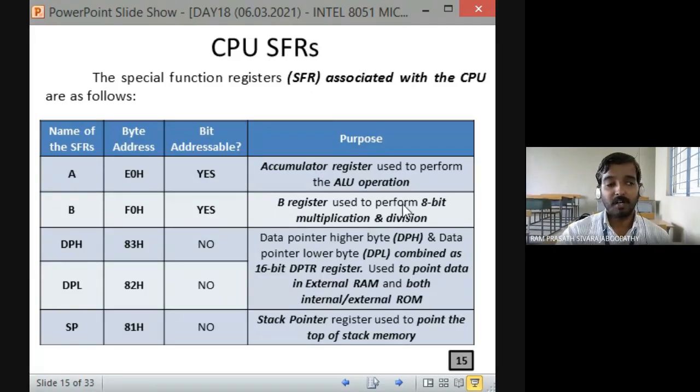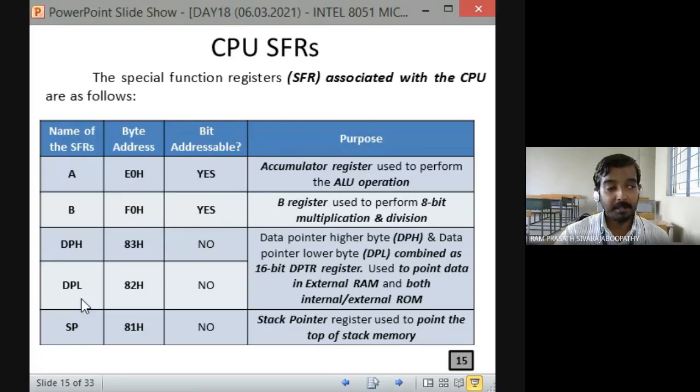It is used to perform 8-bit multiplication and division operation. Here in 8051 microcontroller, we have dedicated instruction for performing multiplication and division operation. Whenever executing the multiplication and division operation, one of the operands must be in the accumulator. Similarly, the other operand must be present in the B register. So B register, a special function register, must be used to perform multiplication and division operation.